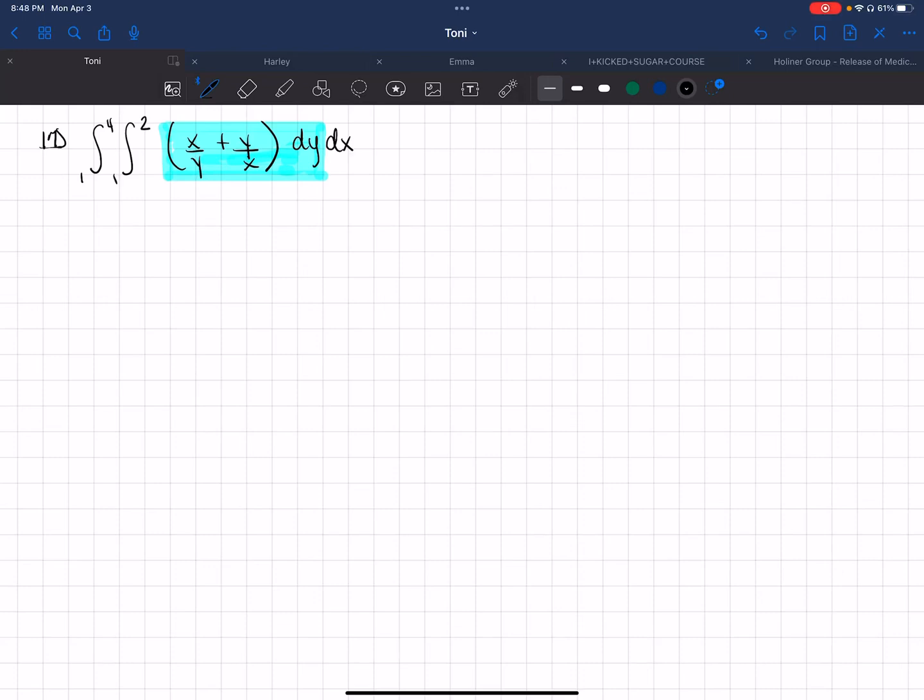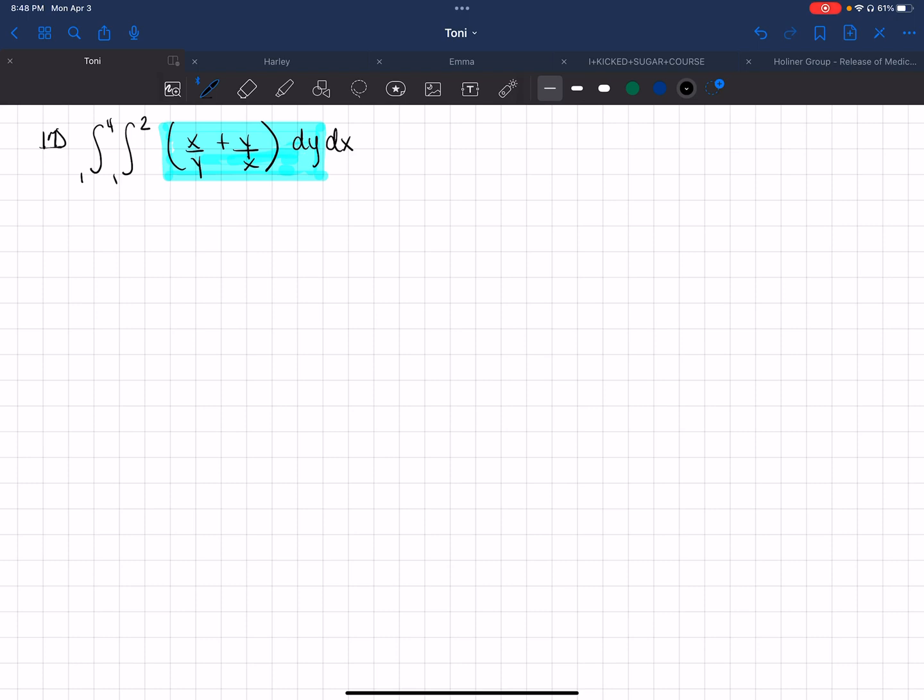Okay, so number 17 says we're going to take the integral from 1 to 4 of the integral from 1 to 2 of x over y plus y over x dy dx. Okay, and I've gone ahead and I've highlighted that inside part. So we're taking with respect to y.